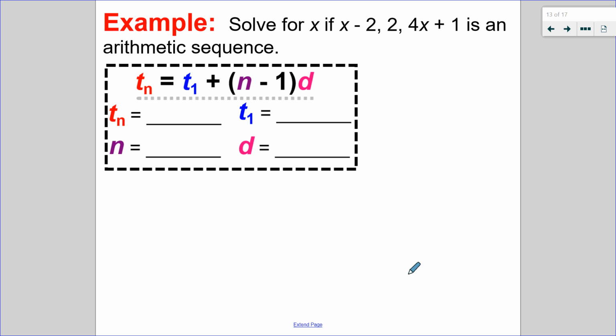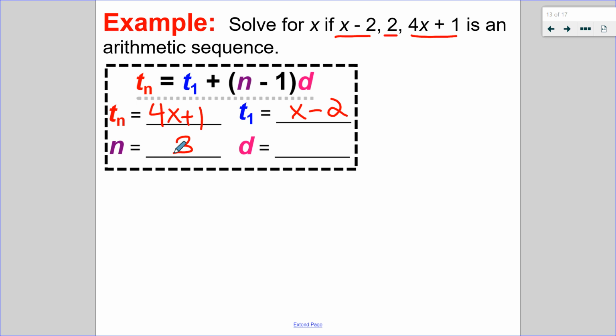Okay, let's try this one here. I want to solve for x. If x minus 2 and then 2 and then 4x plus 1 is an arithmetic sequence. Okay, so I don't know what x is. So let's substitute in what we do know. We do know that our nth term, t sub n, our last term, is 4x plus 1. I know my first term is x minus 2. I know that there are 3 terms.